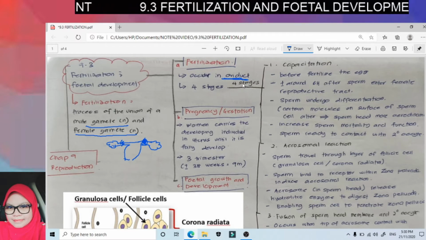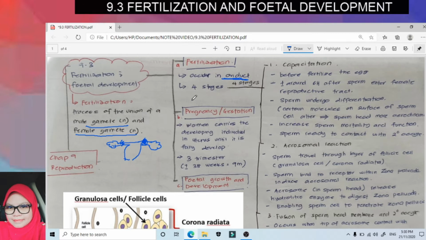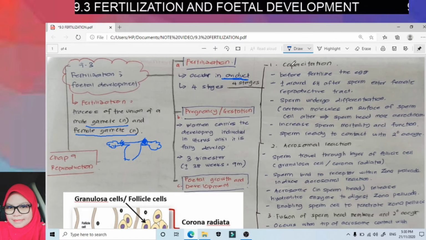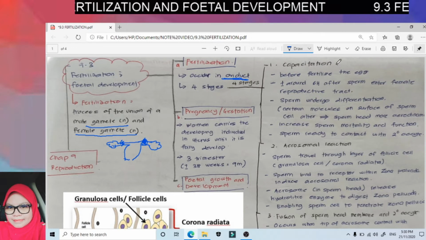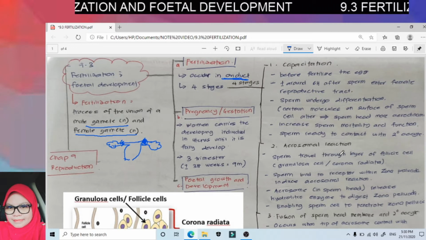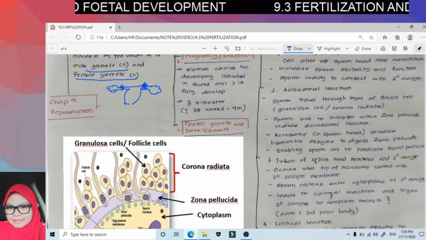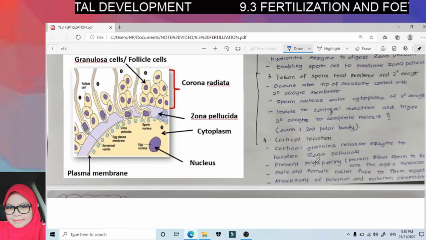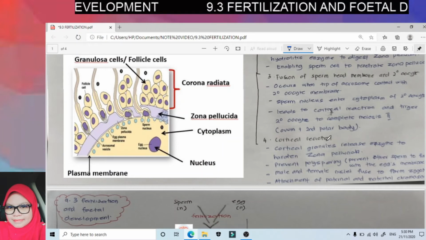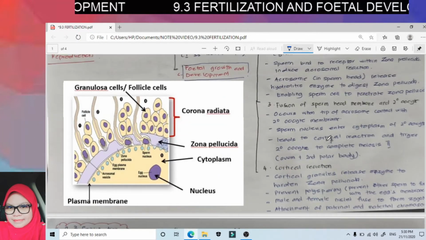For fertilization, there are 4 stages. The first one is capacitation, followed by acrosomal reaction, fusion of the sperm head membrane and secondary oocyte, and the last stage is cortical reaction.